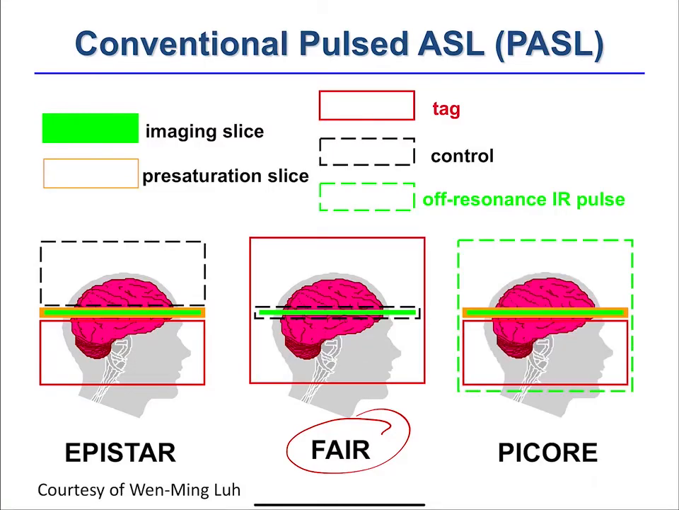So that's called FAIR. And then PICORE is another way that uses off-resonance pulses to try to control for that. But the different flavors of pulsed ASL are all trying to control for the fact that we can never really perfectly just do the tagging. We somehow have to balance it out with some other method. Okay.